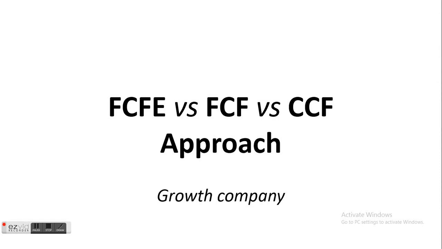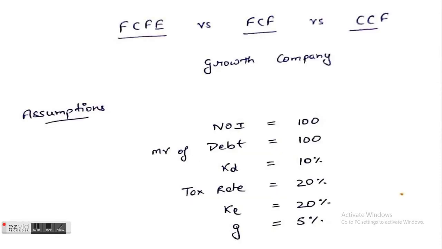The assumptions are that the net operating income is 100, the market value of debt is 100, the cost of debt is 10%, the tax rate is 20%, the cost of equity is 20%, and the growth rate is 5%. Now let's calculate the enterprise value using free cash flow to equity approach.